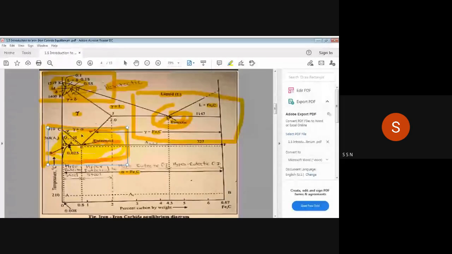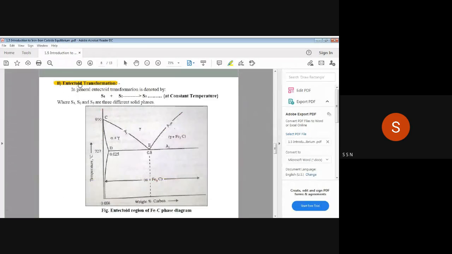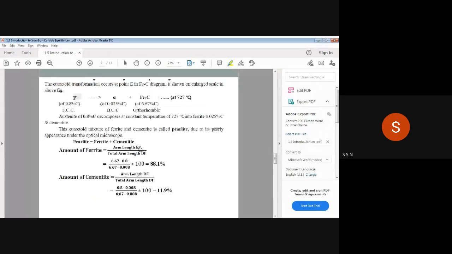So eutectoid transformation we will say now. So in eutectoid transformation, one solid and another one solid are getting combined to give another one solid. It is happening at again constant temperature. So two solids are combining to give one more solid. S1 plus S2 is giving one more solid. So if you apply this to this phase diagram, what will be eutectoid transformation in the iron and carbon diagram?